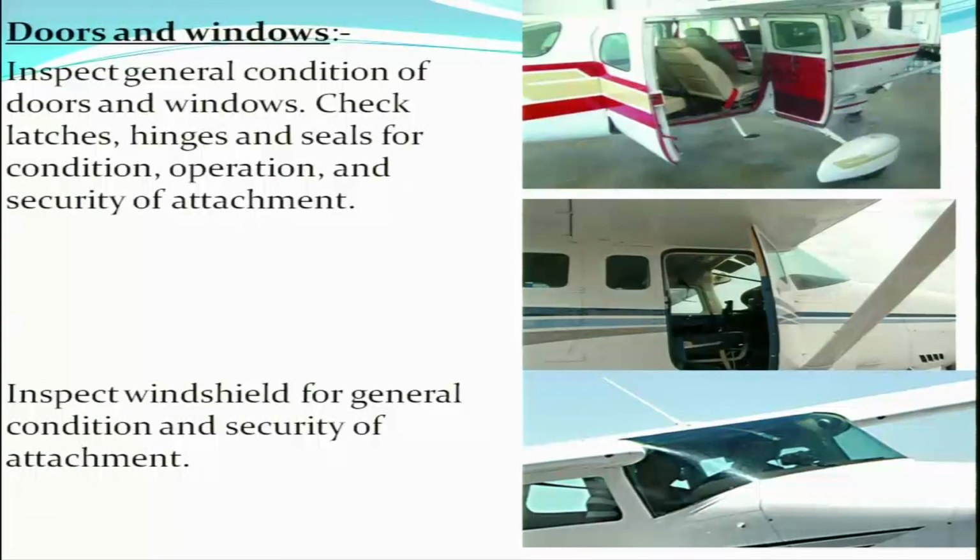Inspect windshield for general condition and security of attachment. So this windshield you can see here, this is the windshield. The windshield has to be inspected for general condition and security of attachment. Apart from the windshield, all the glass panels, all the windows, they also need to be inspected, thoroughly cleaned and checked for any damage.